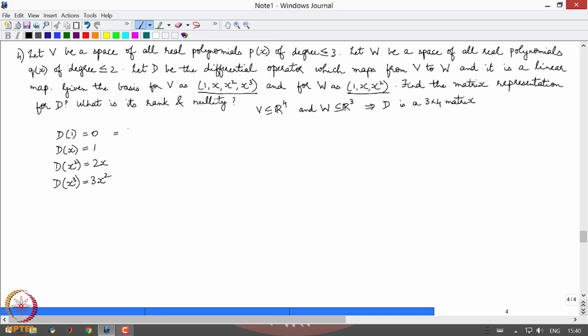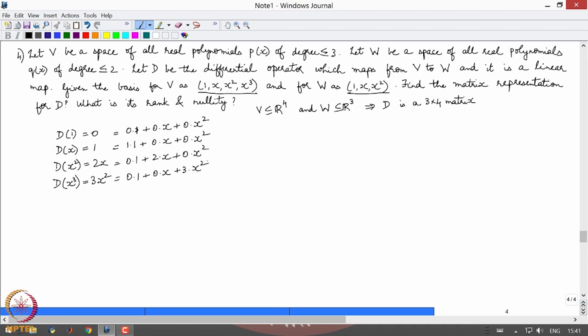Now, how can I write these in terms of the basis for W? I can write it as follows: 0 times 1 plus 0 times x plus 0 times x square, which is obviously 0; 1 times 1 plus 0 times x plus 0 times x square, which is equal to 1; 0 times 1 plus 2 times x plus 0 times x square, which will give me 2x; and 0 times 1 plus 0 times x plus 3 times x square, which will give me 3x square.